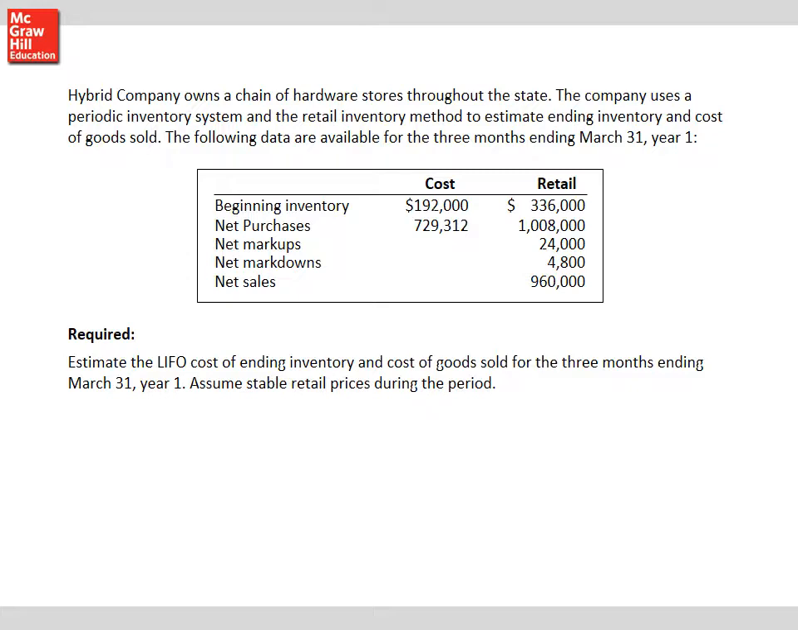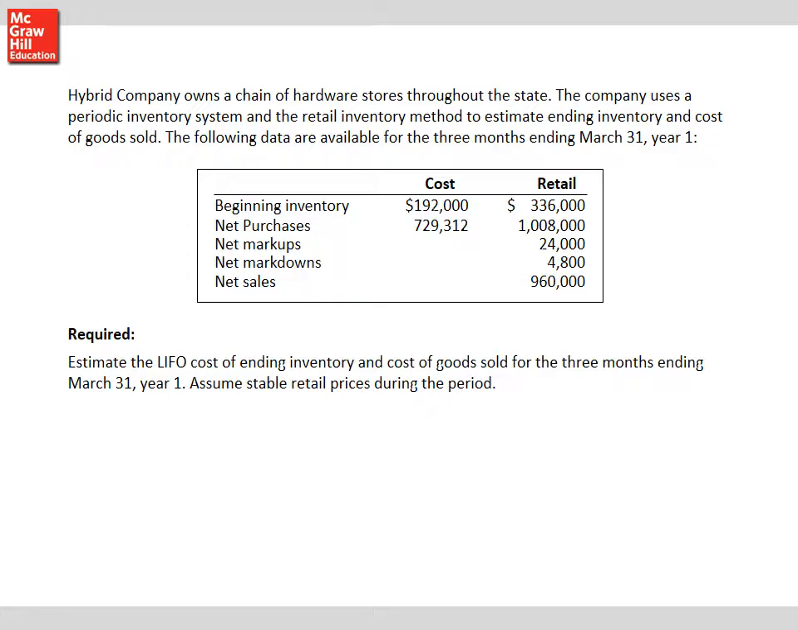Hybrid owns a chain of hardware stores throughout the state. The company uses the periodic and retail inventory method to estimate ending inventory and cost of goods sold. Here's their information through the first 3 months of the year. They estimate LIFO cost of ending inventory and goods sold using the retail method.